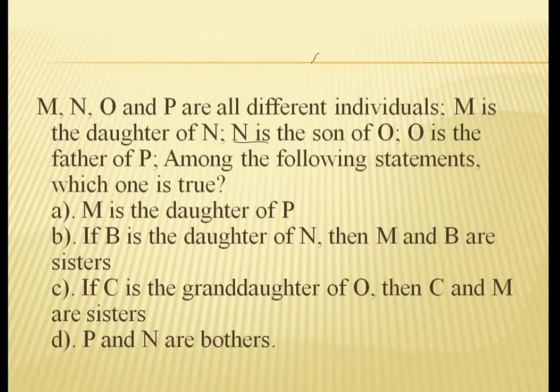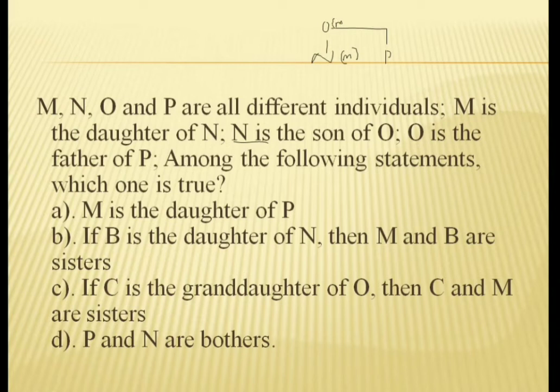Option A: M is the daughter of P. Option B: if B is the daughter of N, then M and B are sisters. Option C: if C is the granddaughter of O, then C and M are sisters. And option D: P and N are brothers. So we can check the options.